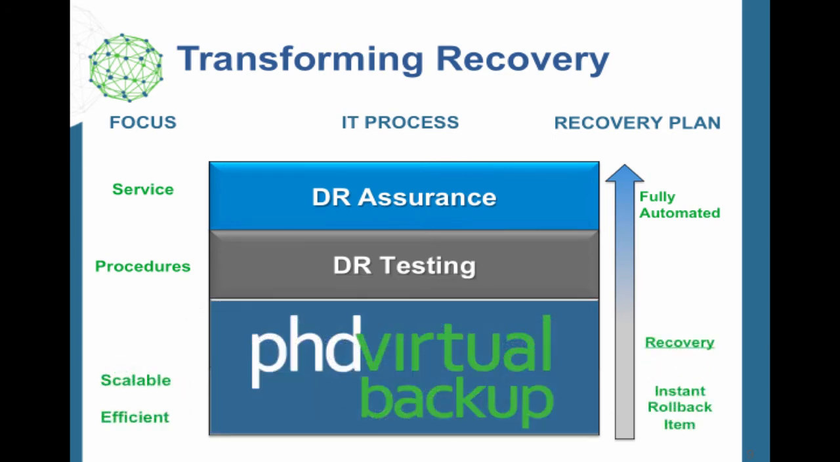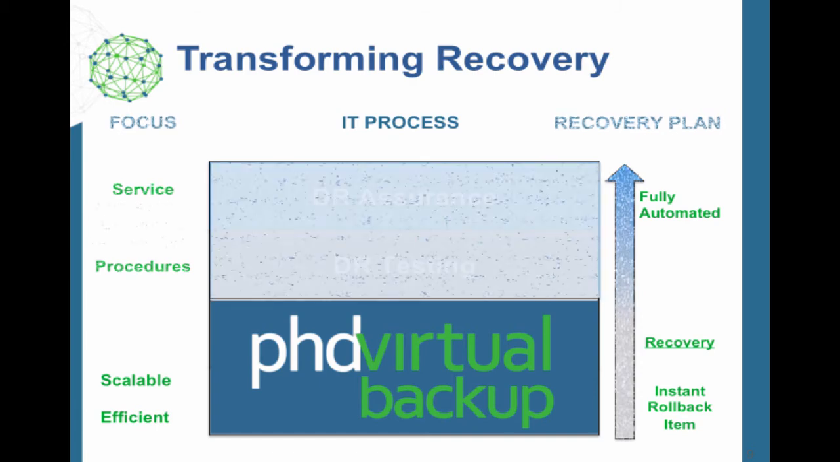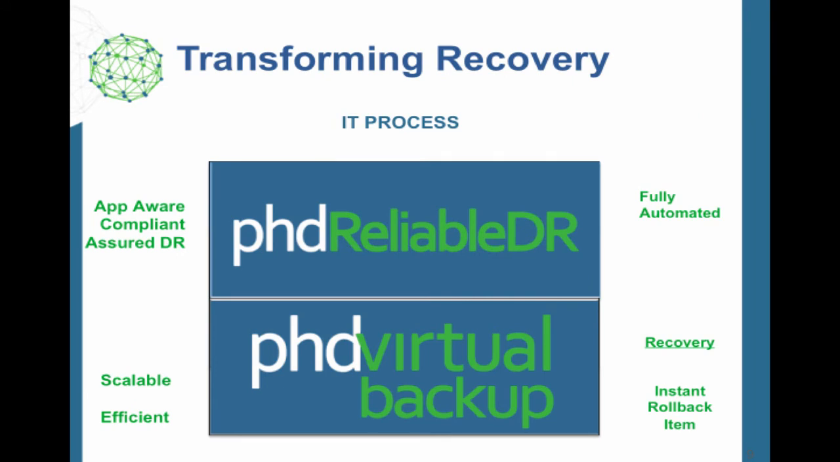So the PHD virtual backup product, which we're not actually going to go into in this comparison, covers mainly the data, the backup, the replication side of it. The key piece that we're looking at today is the DR assurance and the DR testing. So that's where the ReliableDR piece comes in, and that's where SRM tries to play. Now, SRM will do some replication. ReliableDR will do replication. So we'll look at those comparisons later on.